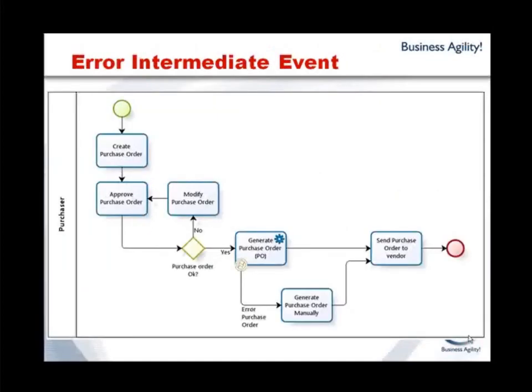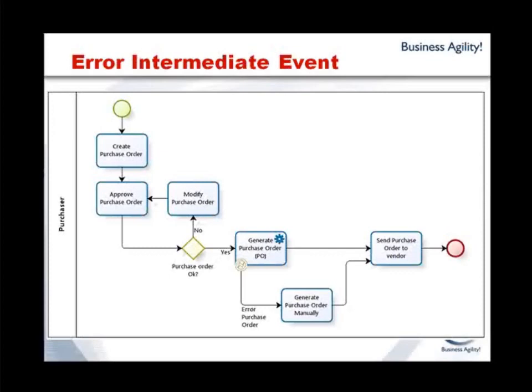The error intermediate event is only used on the boundaries of an activity, signifying the activity has aborted when an error message is caught. If the error intermediate event appears on the boundary of a service task, it is not necessary to have an event that throws the error, as this is implicit and it is understood that the service will respond with an error. In the example, we can see an error intermediate event on the boundary of the automatic activity that generates the purchase order. If the activity fails, the event will catch the error, and in this case, the purchase order will be produced manually.